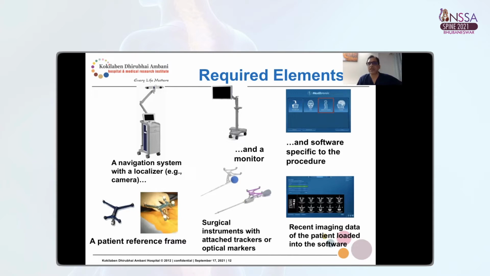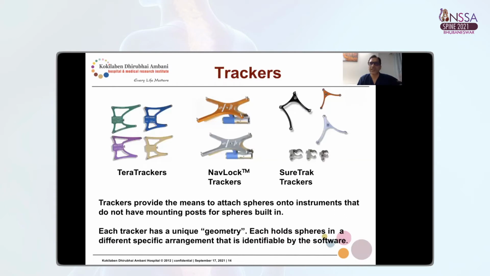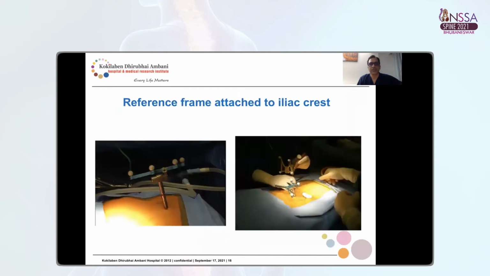You need a recent imaging, either a CT or an MRI scan, depending upon what you're using this for. The reference frame is very important. There are different reference frames for the MIS procedures. The most important thing is that the reference frame must be attached to an immovable structure, either a spinous process or an iliac crest when you're doing a spine, and it should be stable after registering until the navigation is complete. Again, there are different trackers available. This reference frame is for MIS surgery, and this one is used over the iliac crest.